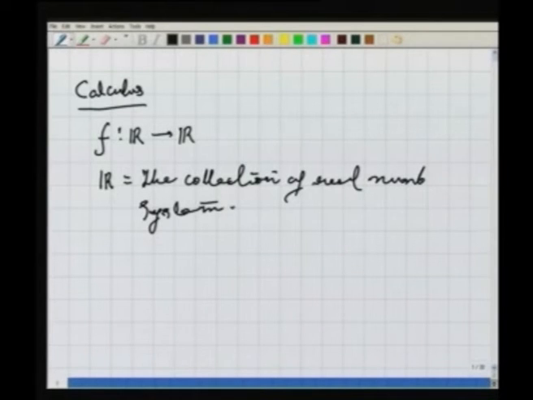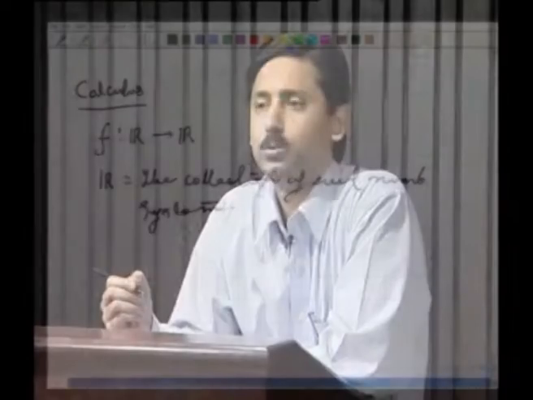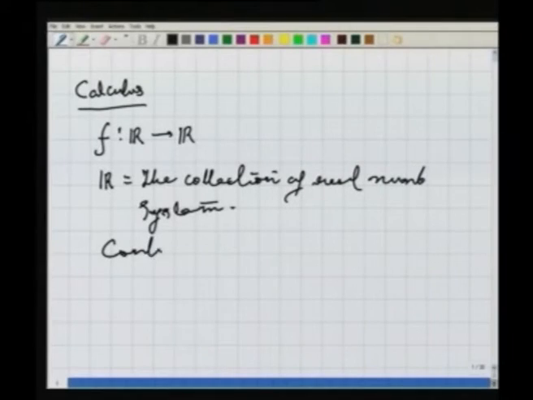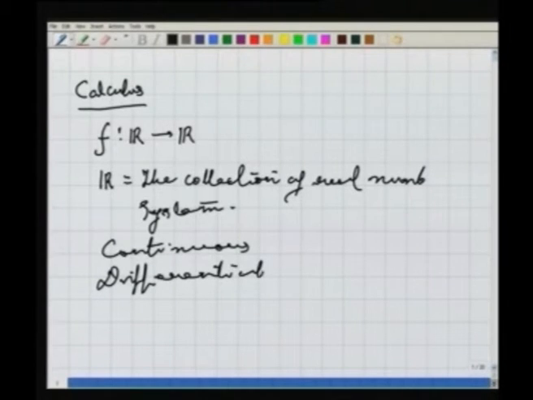But what kind of functions do we exactly study? We study functions which have certain analytical properties. For example, we study functions which are continuous, which are differentiable, and which are integrable.